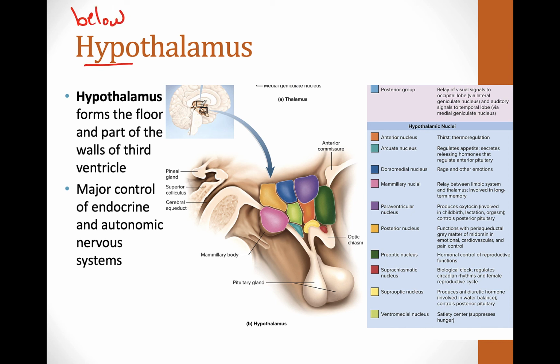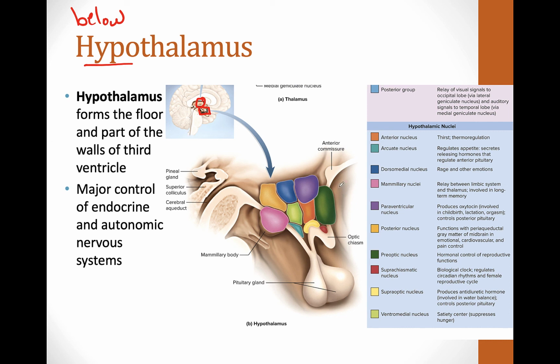The hypothalamus, so hypo means below. So this is literally located, here's the thalamus. The hypothalamus is right here below it. And again, we can see some of these nuclei. So each of these nuclei is a ball of gray matter that's involved in interpreting information.